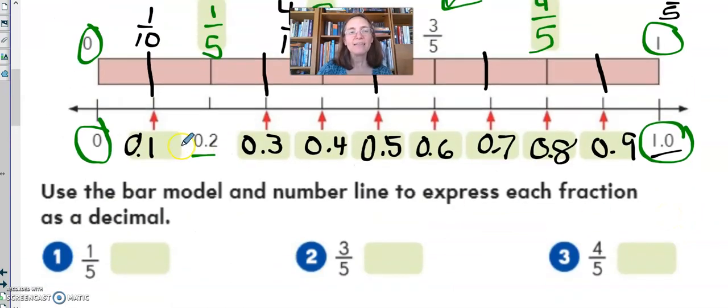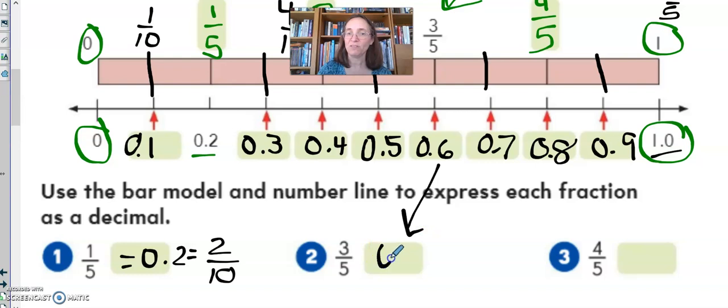Now, they're asking us down here to express each fraction as a decimal. And I see that 1/5 is equal to 2/10. Because 1 times 2 is 2, and 5 times 2 is 10. Looky there. We already saw that 6/10 is equal to 3/5, and 4/5 is equal to 8/10.